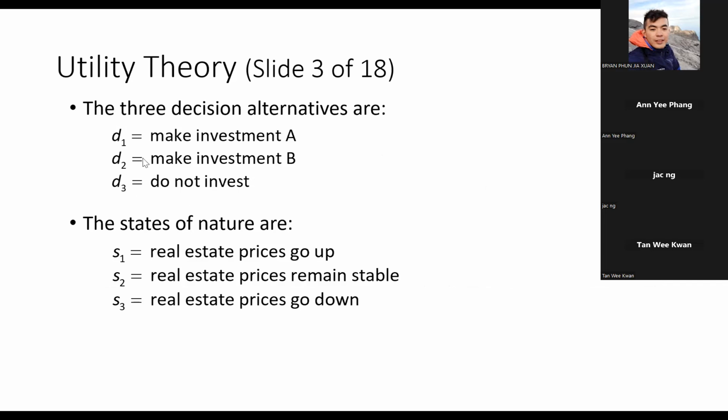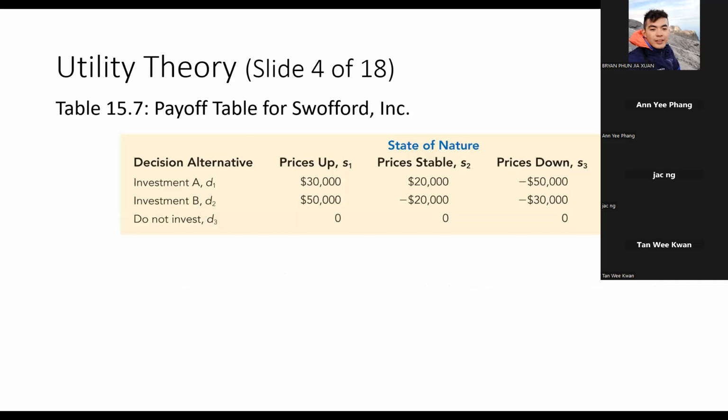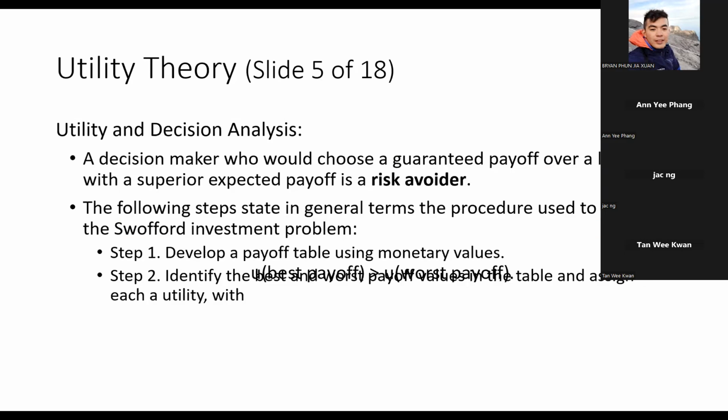So decision 1 is whether we want to make this investment in A, decision 2 is investment in B, or do not invest. The states of nature are: the real estate price goes up, the real estate price remains stable, or the real estate price goes down. And then when you look into utility, you can look into other monetary value, what's happening to this, the best payoff or worst payoff.